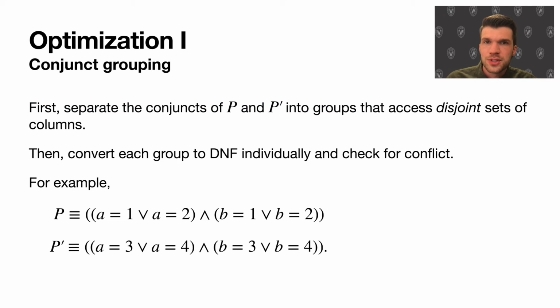Conjunct grouping first separates the conjuncts of two predicates into groups that access disjoint sets of columns. Then we convert each group to DNF individually. The overall predicates conflict if any of the groups are satisfiable. In this example, converting to DNF results in a disjunction with 16 terms. By first applying the conjunct grouping, we only need to consider two disjunctions, each with 4 terms.